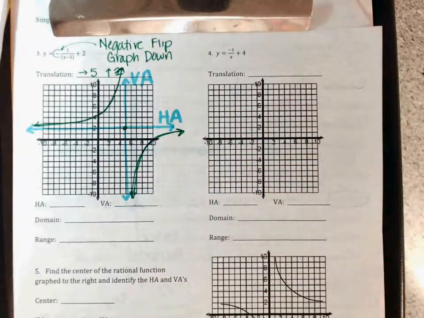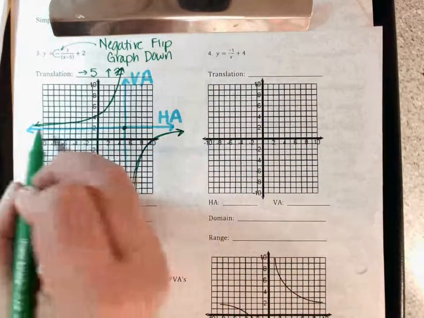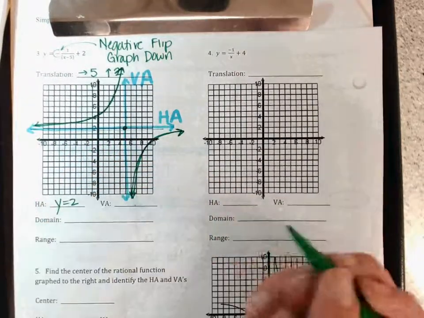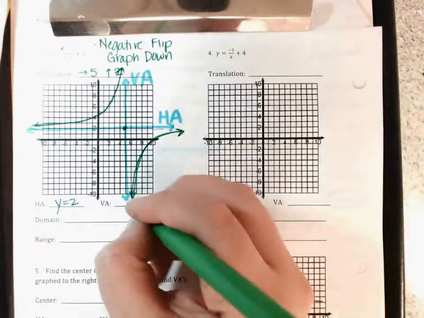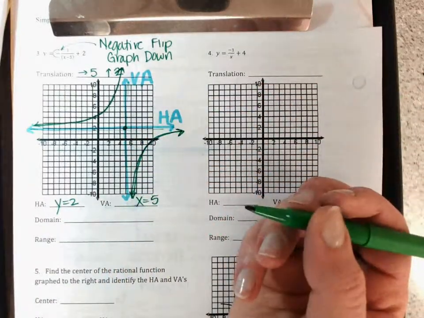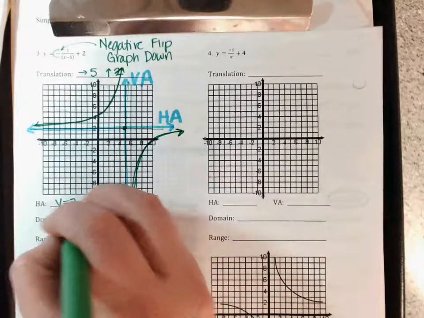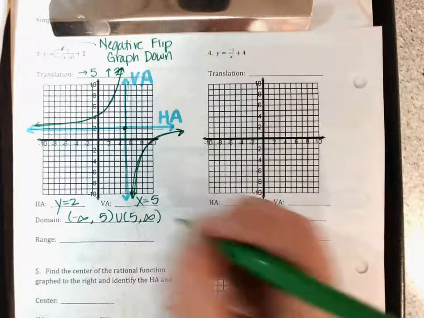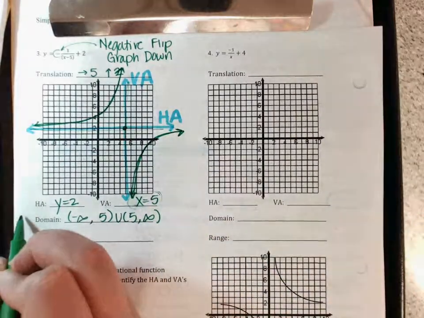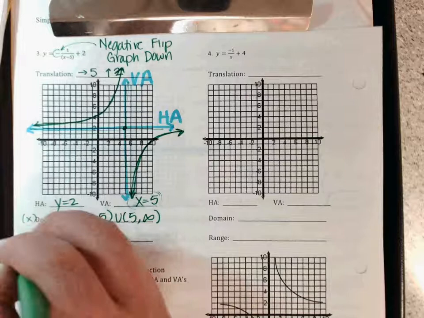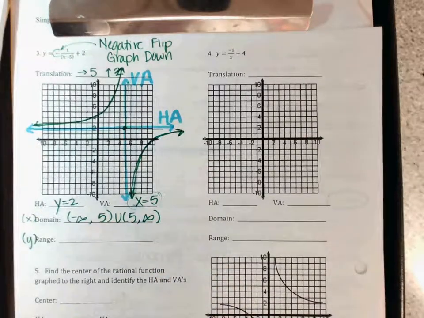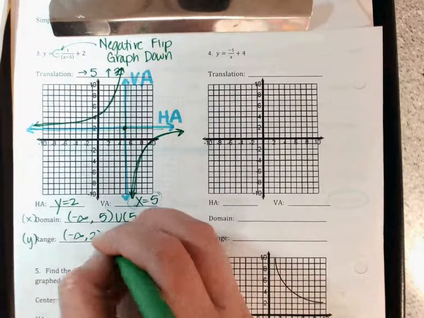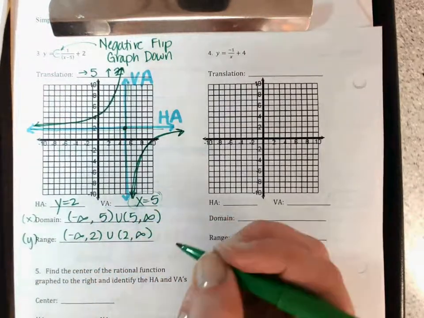Okay? My horizontal asymptote is here, which is cutting through y equals 2. My vertical asymptote is here, which is cutting through x equals 5. Then my domain will be negative infinity until 5, union 5 to infinity. Because remember, if that's my x value, domain is x. And then range is going to be broken up around my horizontal asymptote, which is at 2. So it'll be negative infinity to 2, union 2 to infinity.